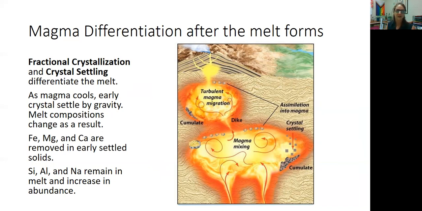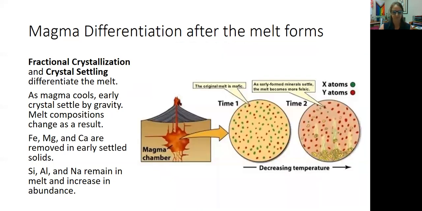For example, iron, magnesium, and calcium are removed and settle out early, whereas silica, aluminum, and sodium remain in the melt and increase in relative abundance as those other elements solidify and settle out. So in the beginning, the melt has all these different elements within it. Over time, some elements crystallize before others and settle out to the bottom of the magma chamber, leaving the melt relatively abundant in those minerals that don't solidify as quickly.